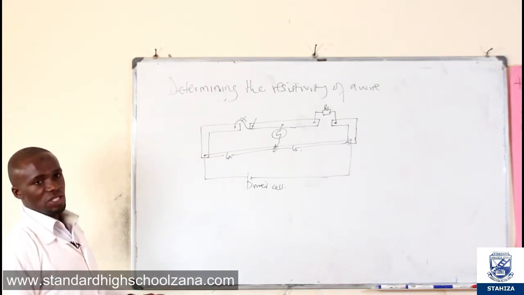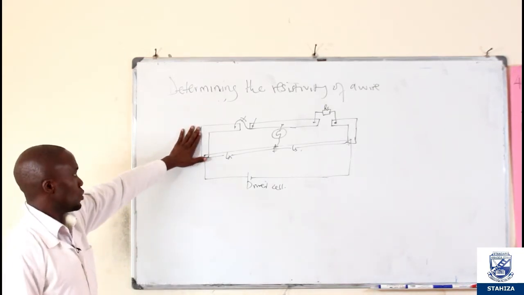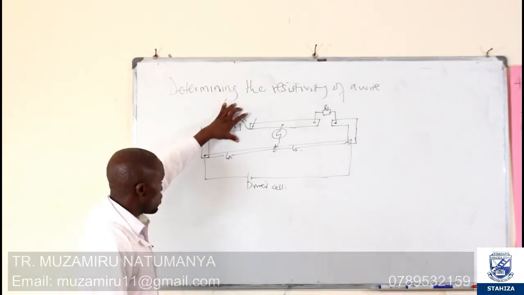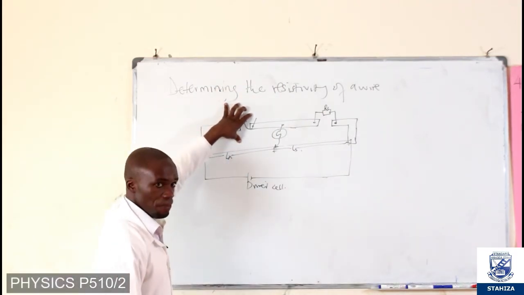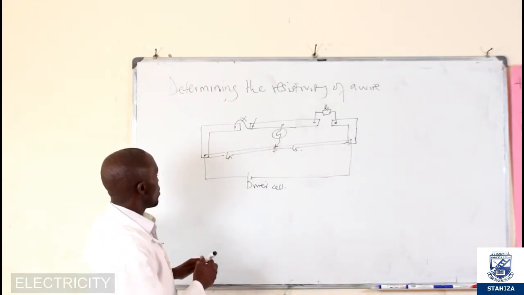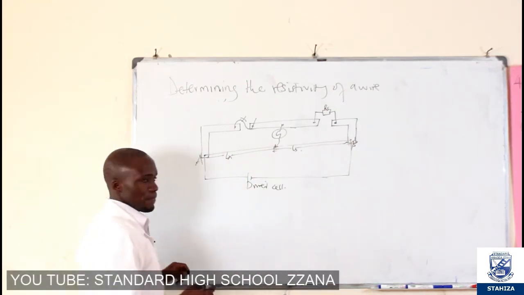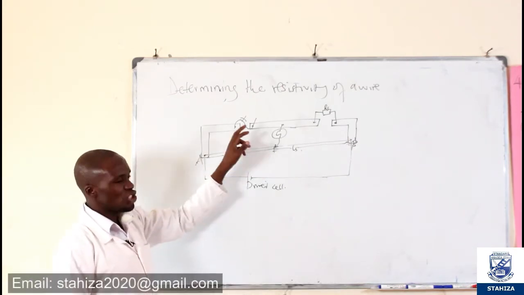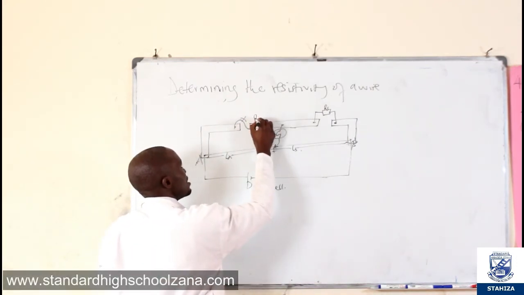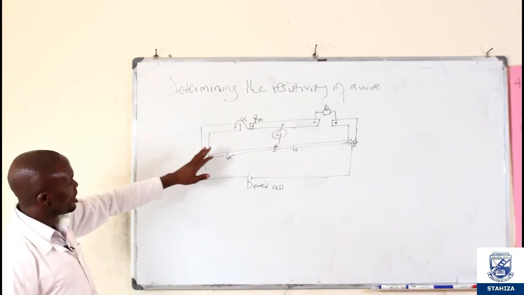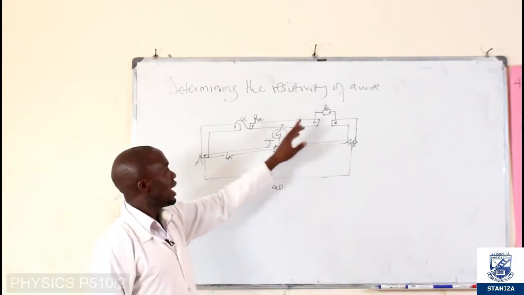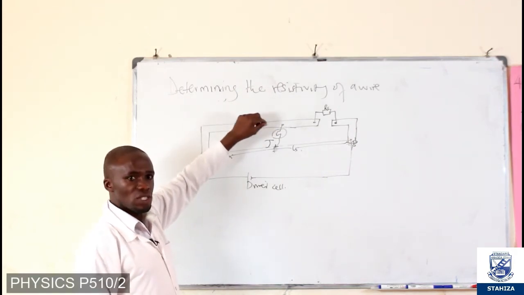Now, the circuit diagram is arranged as shown on the board, with a standard resistance in the right hand gap, whereas the wire whose resistivity is to be determined is in the left hand gap. From that, this jockey J is tapped along wire AB until the galvanometer shows no deflection. This wire is of length L, and we are going to look at its resistance Rx. We are saying that jockey J is tapped along wire AB until this galvanometer reads zero deflection.